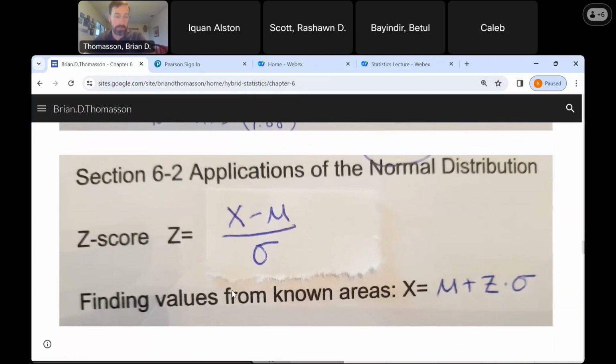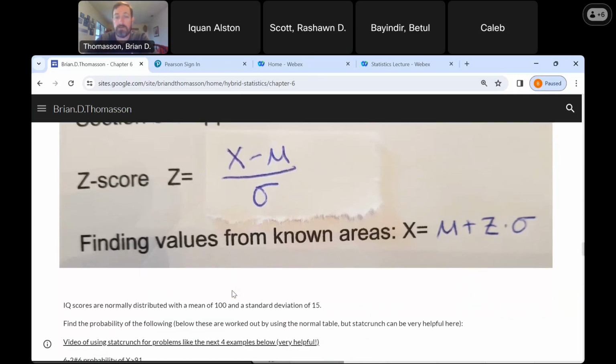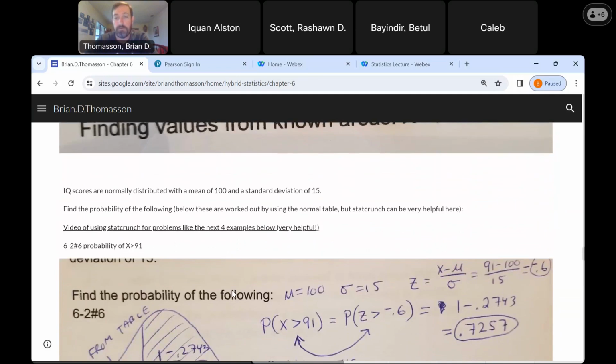Okay, so what we just looked at is standard normal distribution, and remember standard normal means mean of 0, standard deviation of 1. Now what we're talking about is just a normal distribution in general, so not necessarily a mean of 0, standard deviation 1. It can be any mean and any standard deviation. And we have these two formulas, the z-score and then finding values from known areas. I'm going to pull those back out when it makes more sense. So let's move on, and then I'll come back to those formulas when we need what they're helpful for.